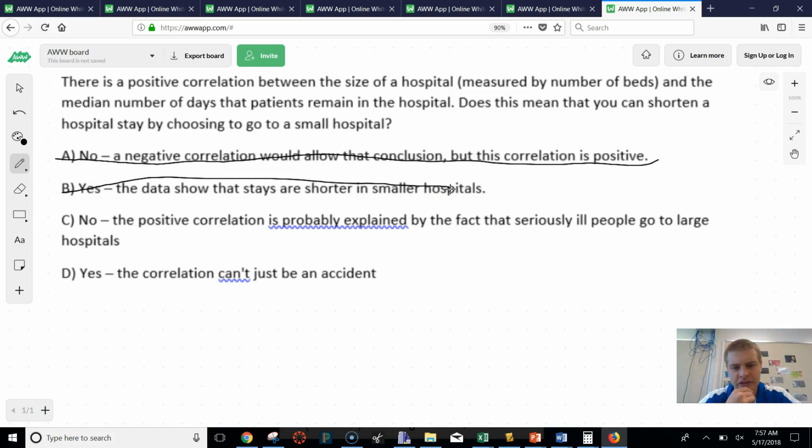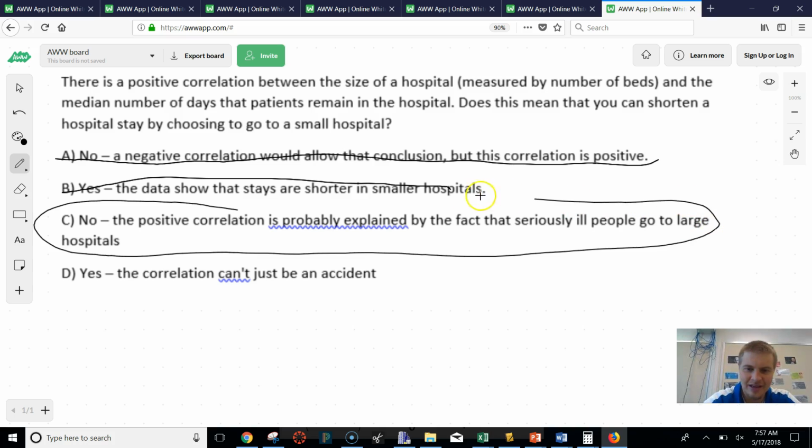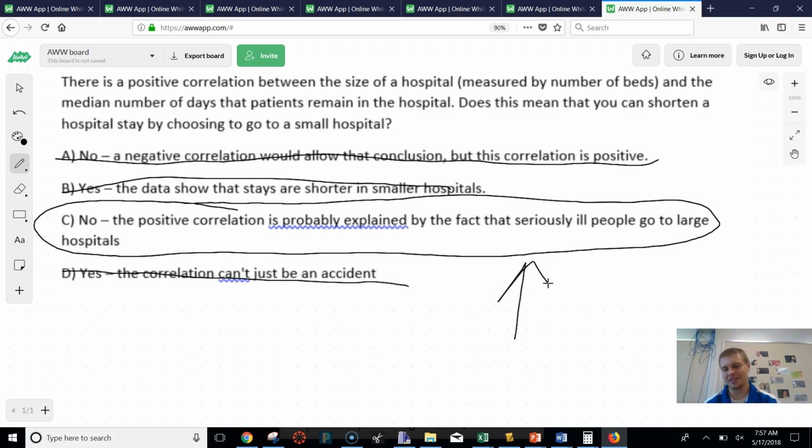No, the positive correlation can be explained by the fact that seriously ill people go to a larger hospital. Yes, that is the obvious answer. And then, correlation can't just be an accident? No, it can be. If you go to a smaller hospital, it doesn't mean that you're going to stay for shorter. It really depends more on your illness than anything else. So make sure you don't just believe that correlation implies causation. Let's try the next one.